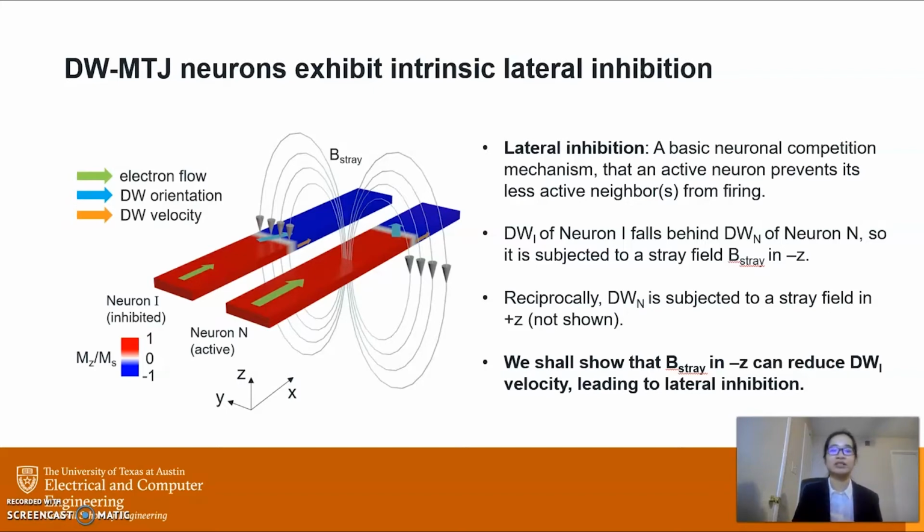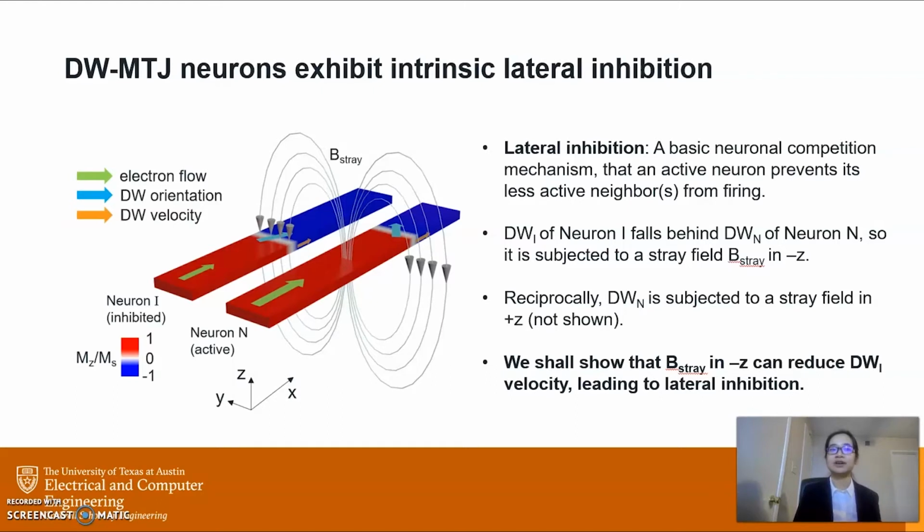Here is a schematic that shows the magnetic stray field interaction between a pair of domain wall neurons. Neuron N is active and neuron I is relatively inactive. The neuron I domain wall will experience a stray field in -z coming from the up domain of neuron N. I will show later in this talk that this field is able to reduce the domain wall velocity of domain wall I, which is the inactive neuron, and therefore leads to lateral inhibition.